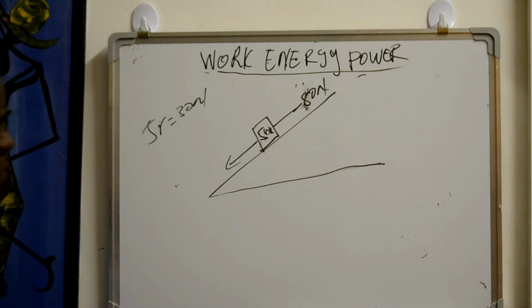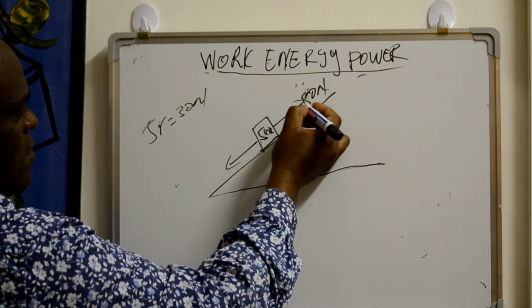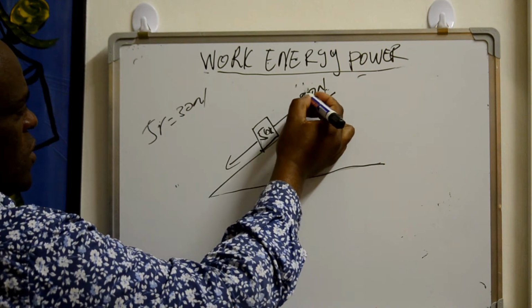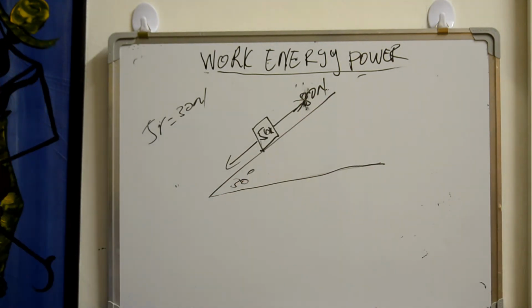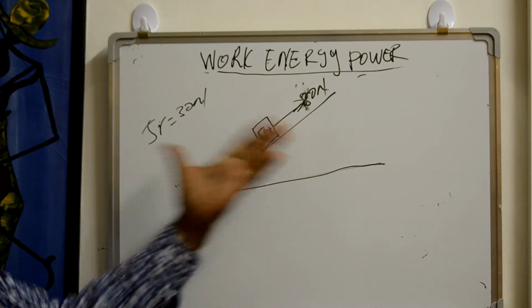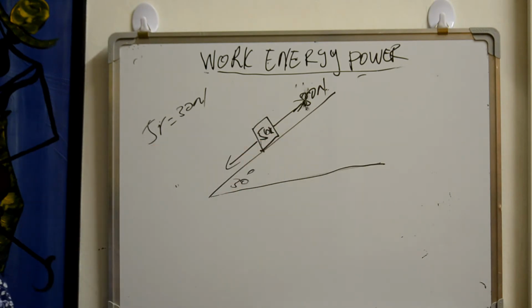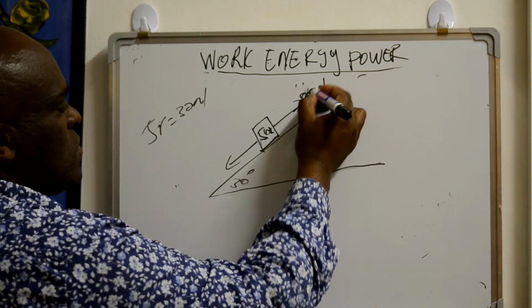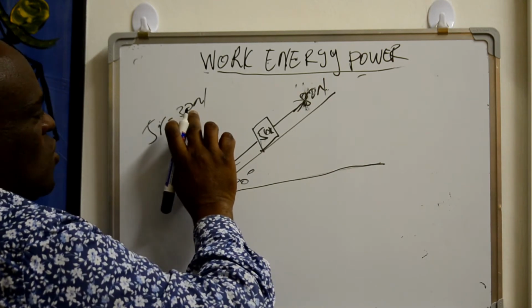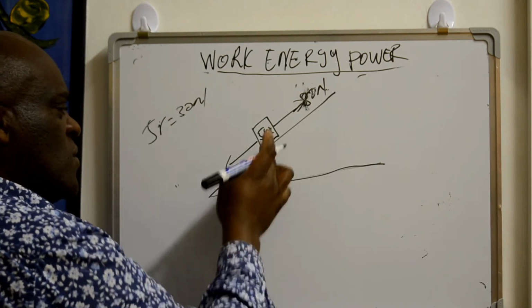80 Newton is the force applied, your friction. Let's say you have an angle of 30 degrees. First of all, how do you draw your vector diagram? How many forces are acting there? You'll find that there's a force applied, which is 80 Newton. There is a friction force, which is 30 Newton. There is a force of gravity, which is in this direction.